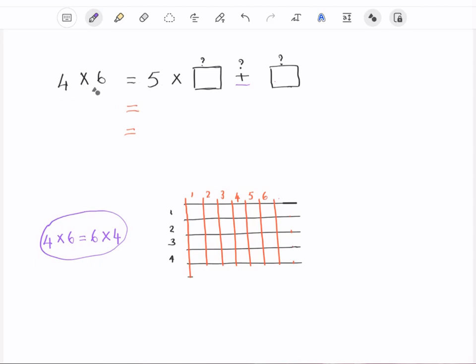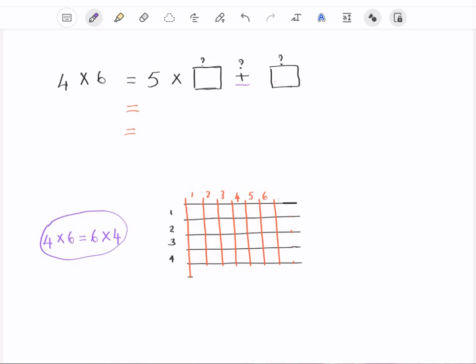4 times 6 means you have 4 rows and 6 columns, and where they intersect you have many little squares. So 4 rows, each of 6 little squares, and 6 columns, each of 4 little squares, like this. These are the 4 rows. Each one has 6 little squares, and it can be viewed as 6 columns, and each one has 4 little squares. Whichever way we look at it, either 4 times 6 or 6 times 4, they must be equal.